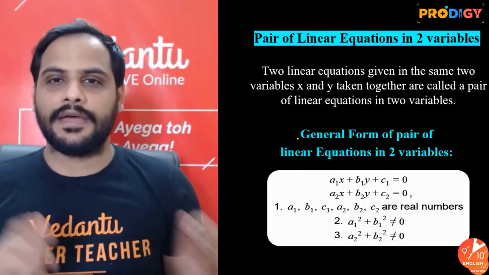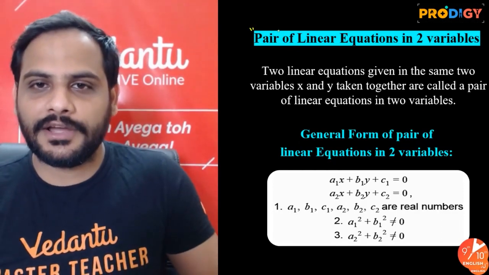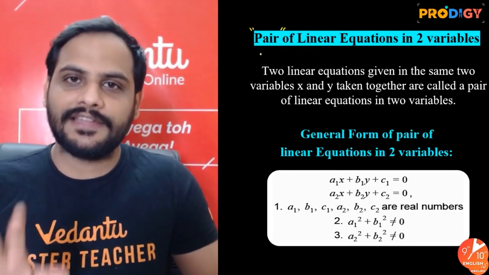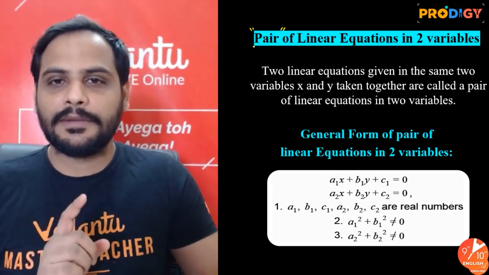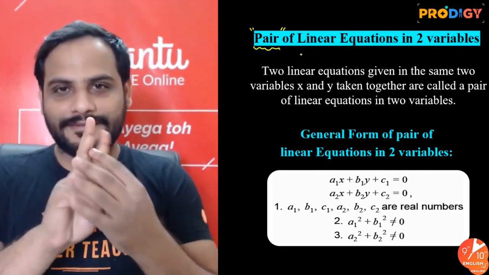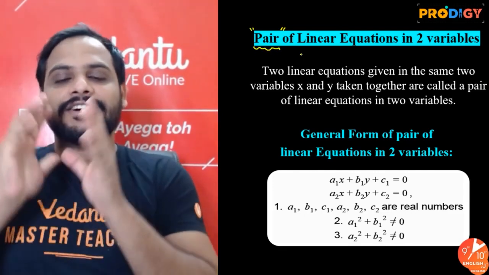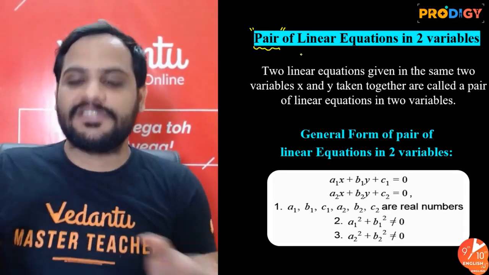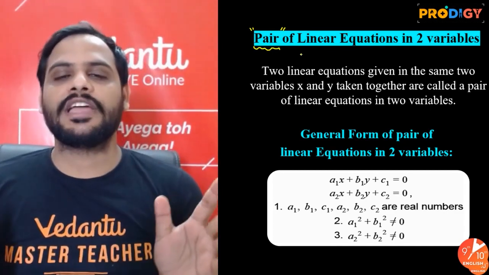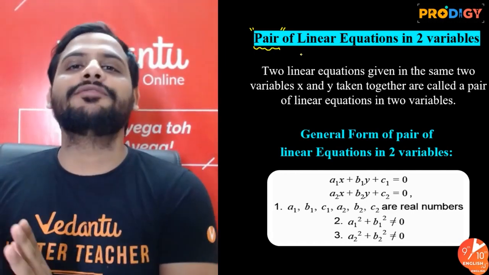Now comes the pair. So beta, we know pair means what? Pair of shoes, pair of socks, pair of legs, everything. Pair means two. Alright, so we have a pair. I am talking about two equations together. I am talking about a pair of linear equations.